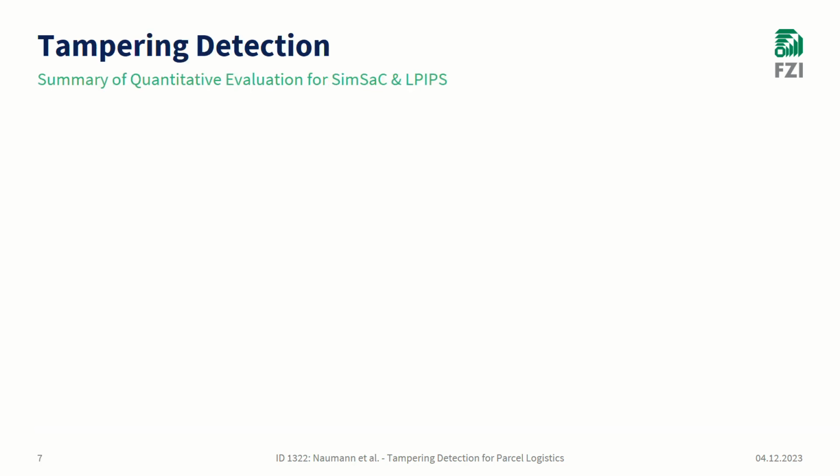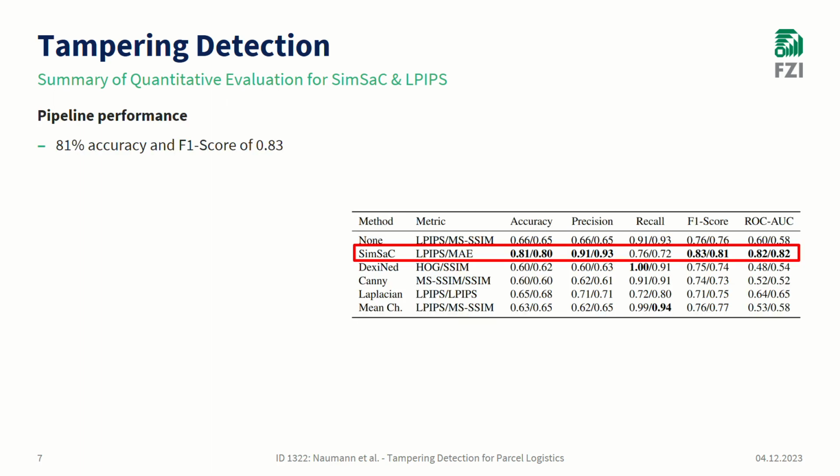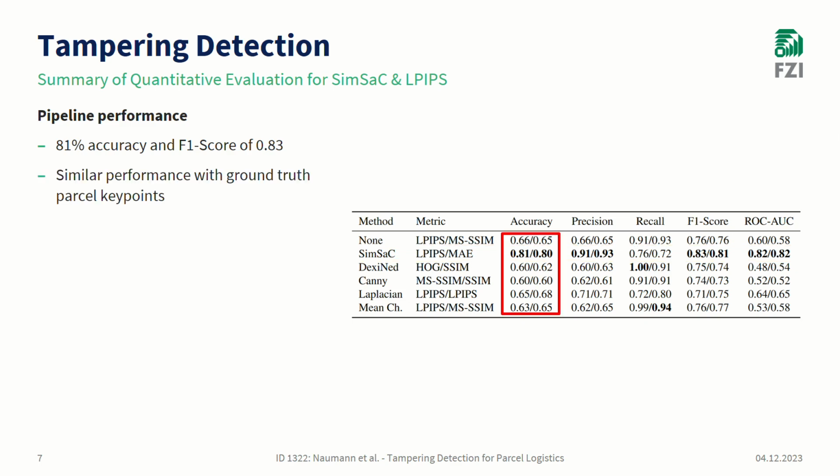Now we take a look at the quantitative performance of the suggested approach. Note that we're only quickly going through some of the main findings and refer to the paper and the poster session for details. Combining SimSaC and LPIPS yields an accuracy of 81% and an F1 score of 0.83. The second value for each entry specifies the performance using ground truth keypoints, and we observe no improvements in performance for this case, presumably thanks to the previously seen high accuracy of keypoint detection.